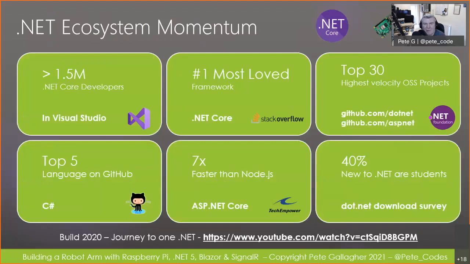Just to give you an idea of where .NET Core is, I don't have the data for .NET 5, sadly, but at the last count over in Build 2020, there were more than 1.5 million active .NET Core developers in Visual Studio alone. So they're the easiest metrics, that file new project, they're able to track that when you've got that turned on. The other stat that I like specifically from this is at the other side, where 40% of new .NET developers are students.